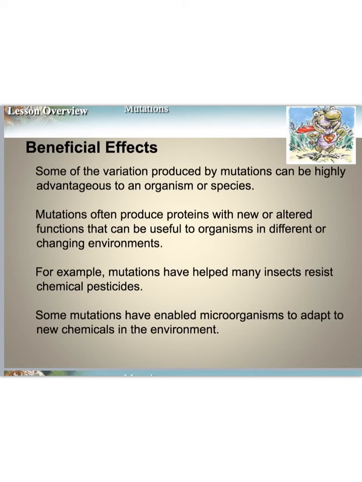There are some beneficial effects. Some of the variations produced by mutations can be highly advantageous to an organism or species. Mutations often produce proteins with new and altered functions that can be useful to an organism in different or changing environments. For example, mutations have helped insects resist chemical pesticides. Some mutations have enabled more microorganisms to adapt to new chemicals in the environment.